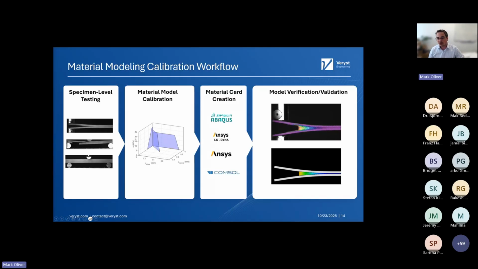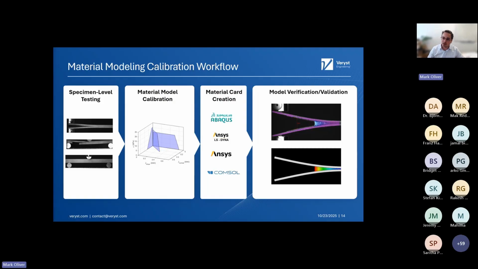So the general workflow is as follows. You start with some specimen level testing, and generally you're doing some sort of fracture mechanics test, like a double cantilever beam or an end notch flexure test. And then you're going to take the data from these tests and calibrate a traction separation law, and then you have to square whatever this law looks like with what's available within your finite element code.